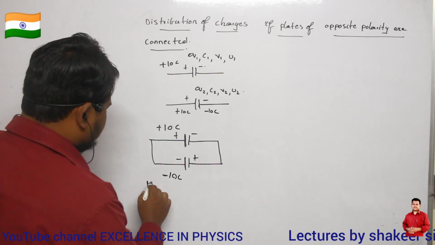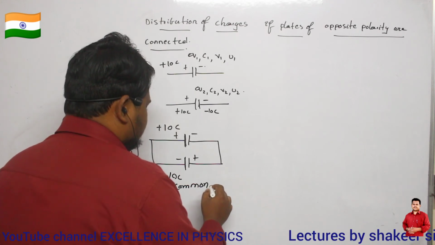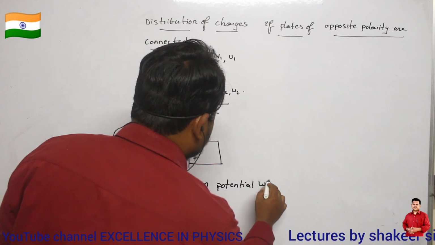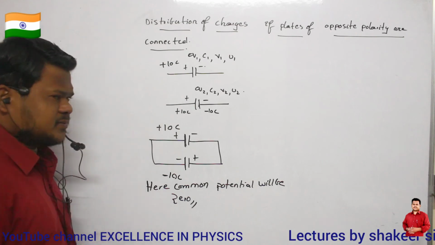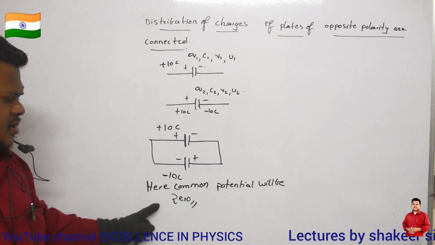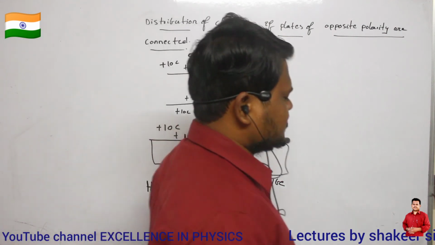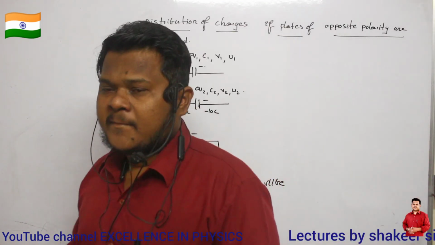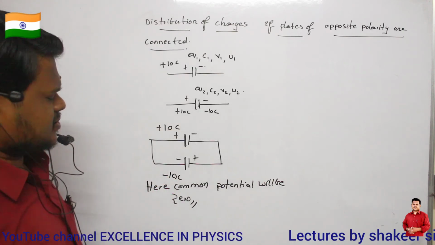Here the common potential will be 0. Can you say what is the reason? When I connect plus 10 coulombs to minus 10 coulombs, the common potential will become 0. Anybody, can you say what is the reason for this one? Come on, try to say something. Don't be silent. What can be the reason?